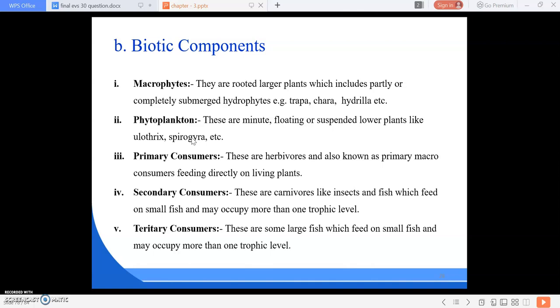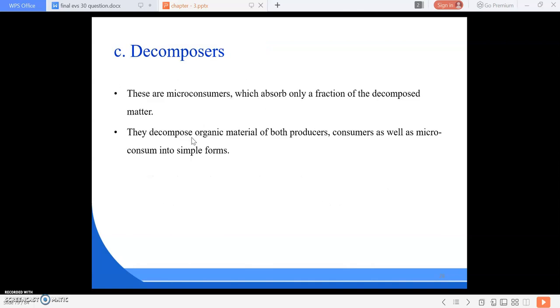Next is our secondary consumer. These are the carnivores like insects and fish, which feed on primary consumers or herbivores, like zooplankton. Next is tertiary consumers. These are some large fish which feed on the smaller fish. In pond, fish may occupy more than one trophic level.